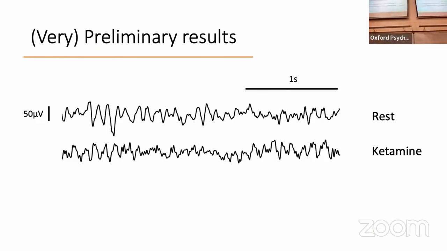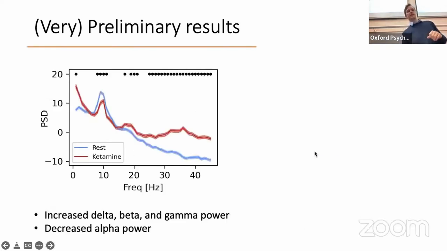On top, we have the resting frontal EEG activity. You can see a lot of that alpha. That's the main oscillatory rhythm you see there. And ketamine is relatively similar, except you notice these smaller spikes. It's a bit noisier. And that's, in fact, the gamma activity.